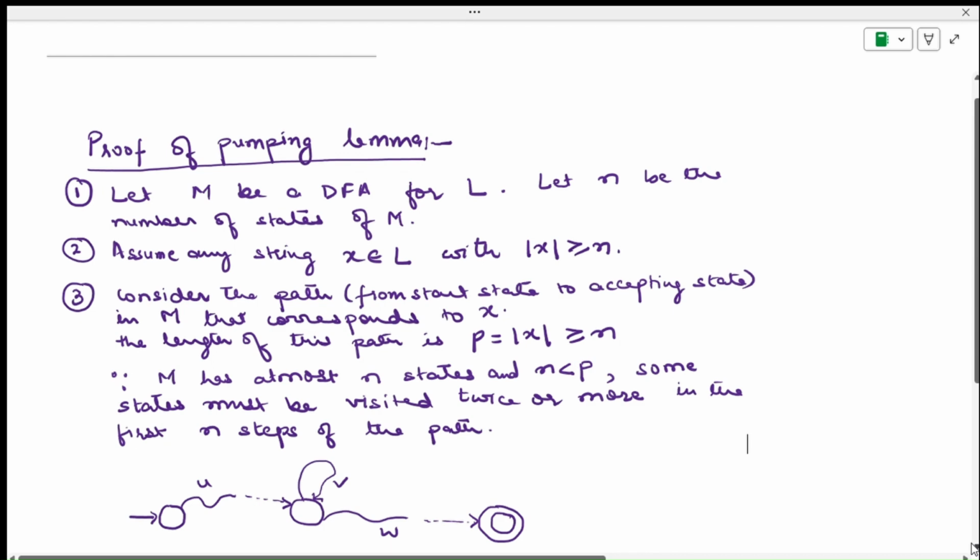Since M has at most n states, a maximum of n states, and n is less than the length of the string, meaning the number of memory elements is less than the number of characters or the path while reading the string, some state must be visited. It means that some state must be visited twice or more in the first n steps of the path.